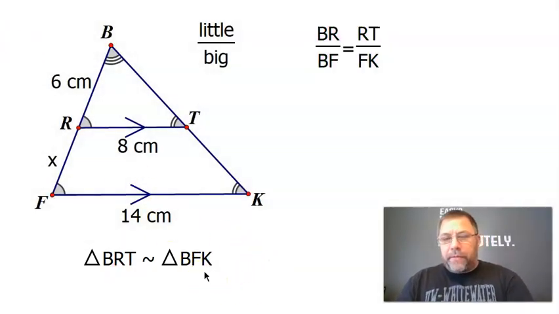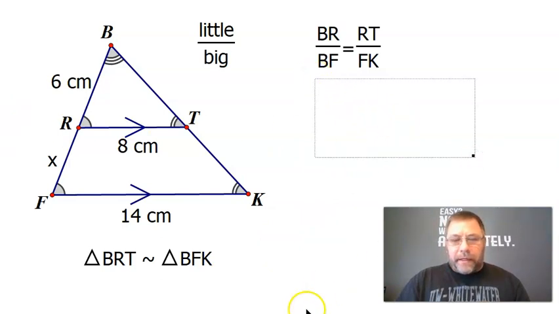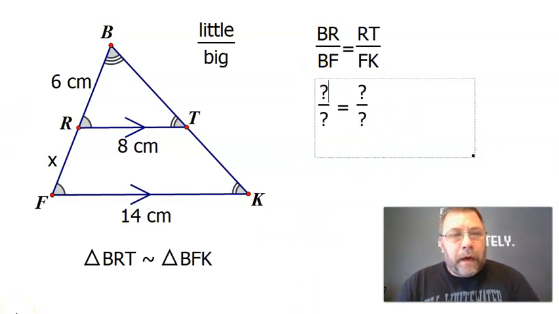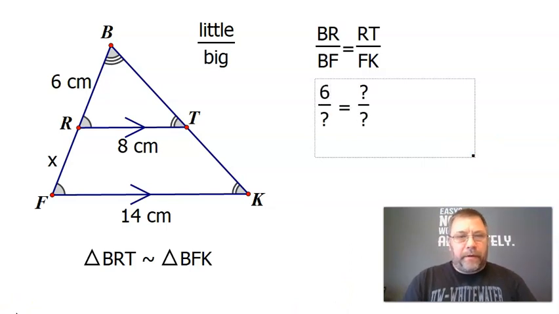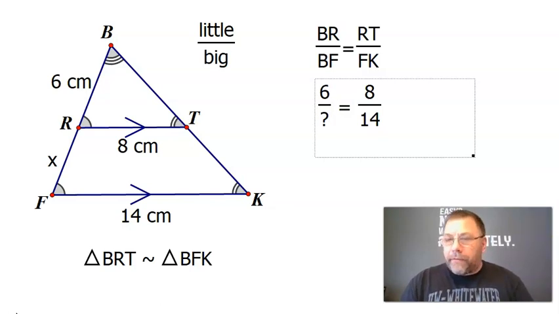Now what we're going to do is substitute in what we know about those line segments. BR, I can see right there, is 6 centimeters long. BF, let's come back to line segment BF. Line segment RT, I can clearly see is 8. And line segment FK, I can clearly see is 14. Now let's go back to BF. How long is line segment BF? Well, BF is actually from here all the way down to here.